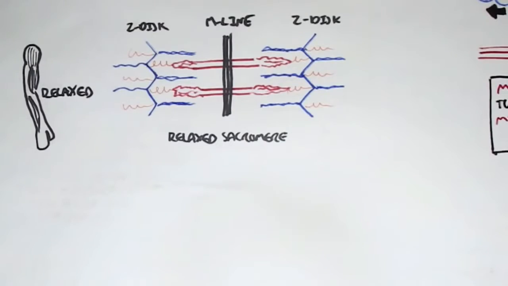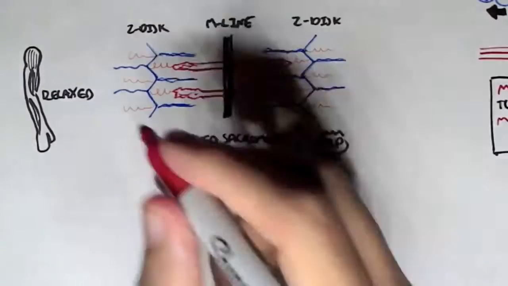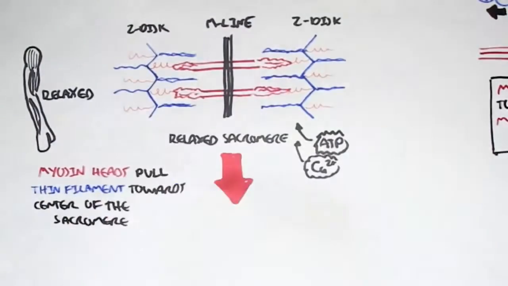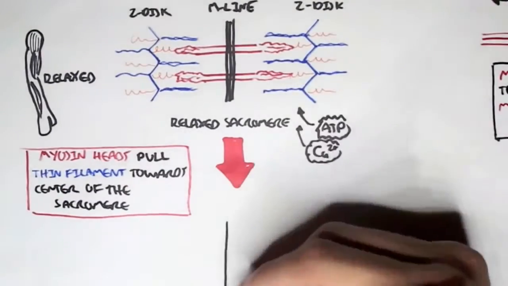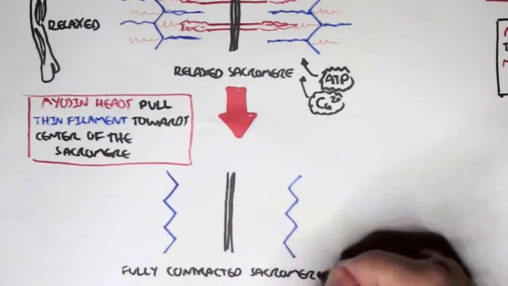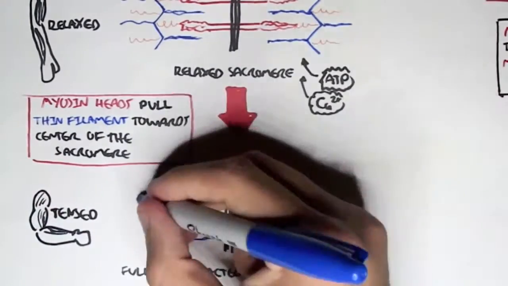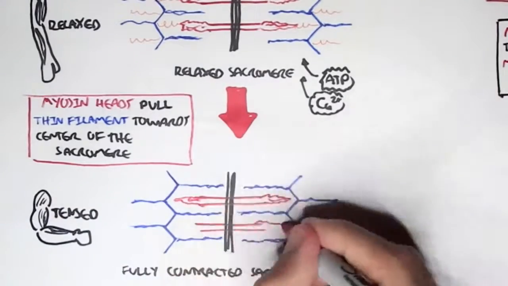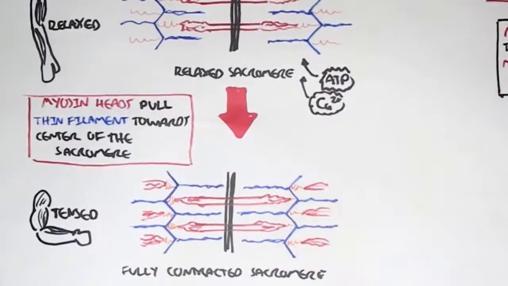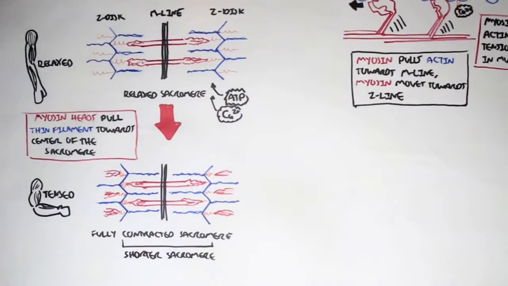And so when ATP and calcium comes along, this will cause myosin heads to pull thin filaments towards the center of the sarcomere, towards the M line. So if you can imagine, here we have a fully contracted sarcomere, and this is in a tense state, let's just say. And so in a fully contracted sarcomere, the myosin heads will pull the thin filaments towards the center of the sarcomere, towards the M line. And so because of this, the sarcomere will become shorter.